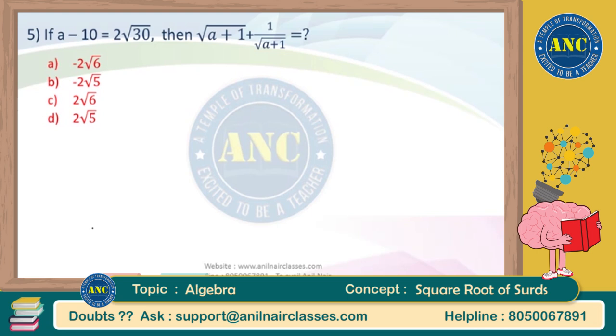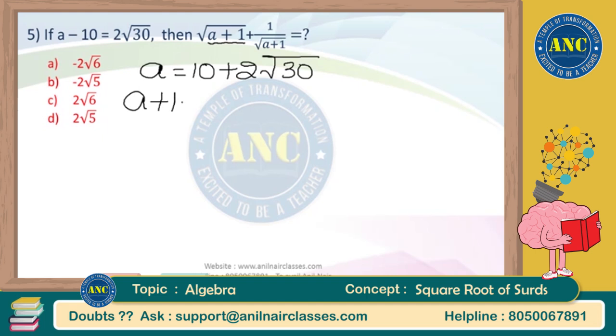First of all, a value is given as 10 plus 2 root 30, correct? If I shift that minus 10 to the right hand side, it becomes 10 plus 2 root 30. But the question is not asking you for root a, it is asking you for root of a plus 1. First of all, let us find a plus 1. Adding 1 to the left hand side, add 1 to the right hand side also. 10 plus 1 becomes 11. 11 plus 2 root 30.